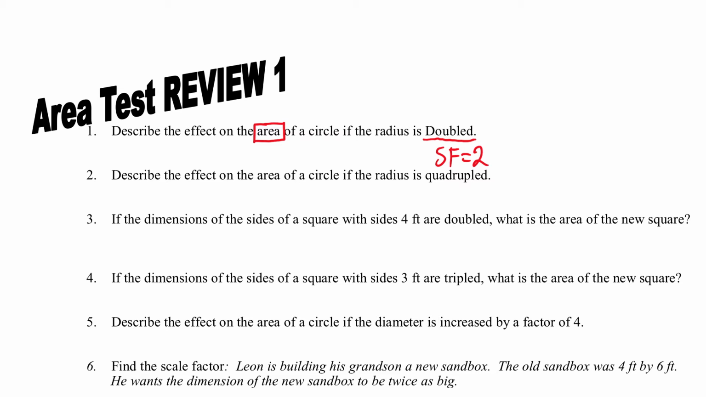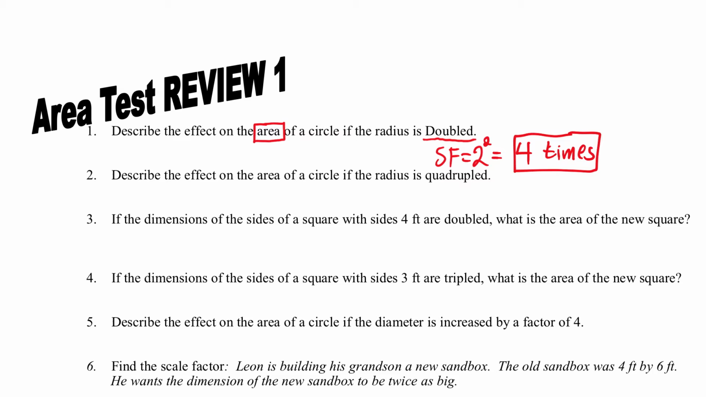Okay, good. So remember when we talk about the area, it changes not by the scale factor, but by the scale factor squared. Okay? So 2 squared is 4. So the area of the new circle would be 4 times bigger than the area of the original one.